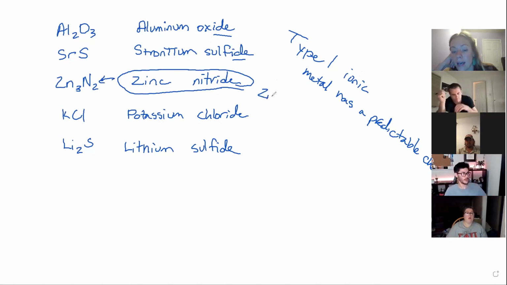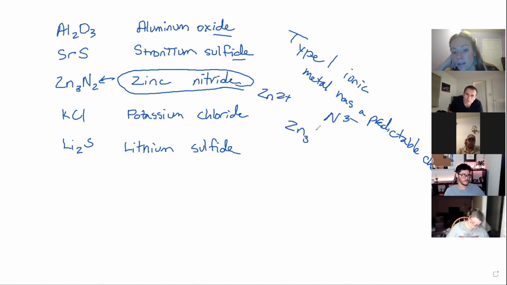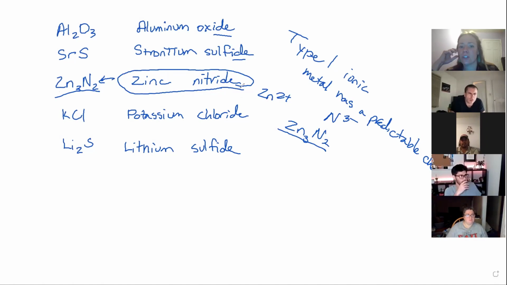Well, zinc always has a 2+ charge. Nitrogen always has a 3-, flip-flop. The only option is this right here, which is this. So this is more than enough information to get you back to the formula. Does that make sense? I don't need to say, hey, zinc 3, nitrogen 2, because just saying zinc nitride gets me right back to my formula.